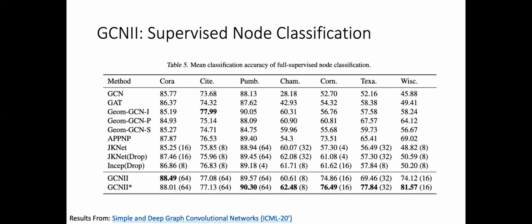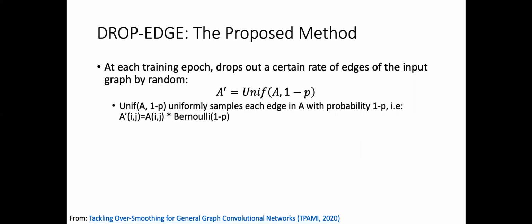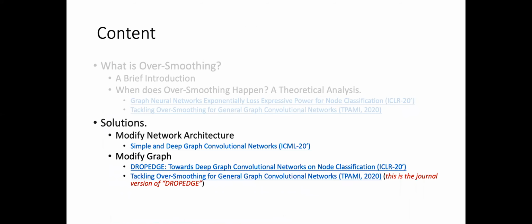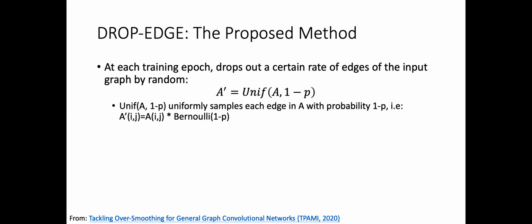So this is for GCNII, and then the other type of method, according to our content, modifies the graph structure, where we have the drop edge method. The drop edge method is actually very simple. At every training epoch, we drop out a certain rate of edges of the input graph at random.